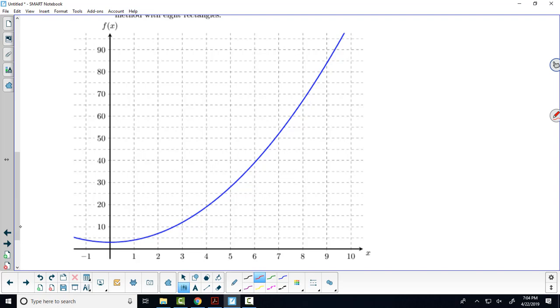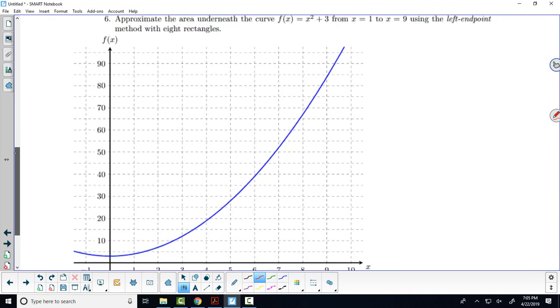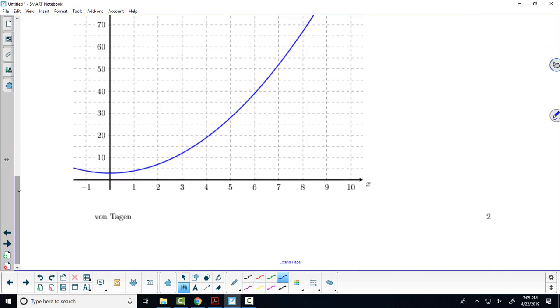All right. But here's another way we can get a better approximation. We were only using 4 rectangles. Okay? Let's increase the number of rectangles. So let's go ahead and again go back to the left endpoint method. We're looking at number 6 here. And let's do it with 8 rectangles. Okay? So we're going to go a little faster through this one.